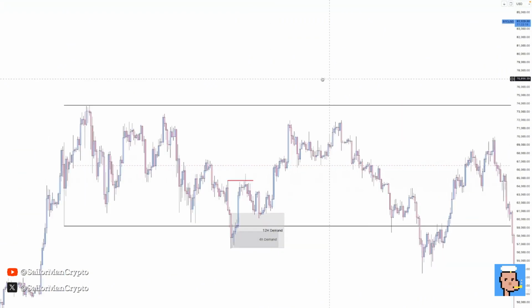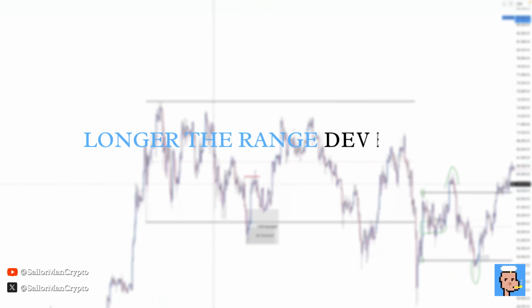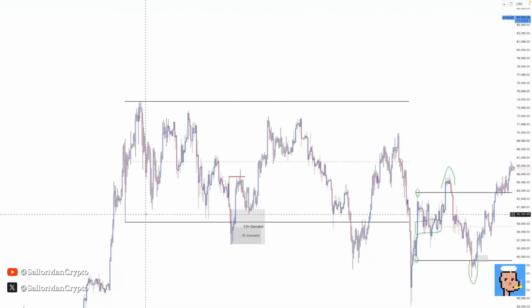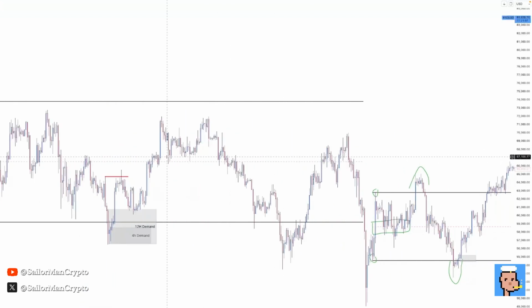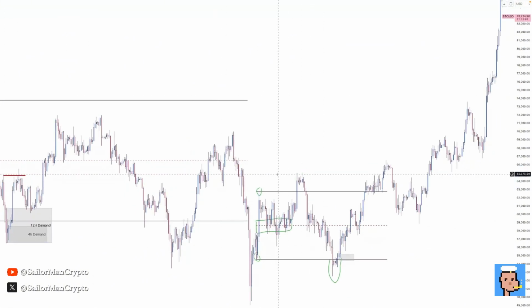Let me see if I see some other example. Probably here was again another deviation. The problem is that the longer the range develops, the less reliable our first selection of the range is. So in this case, you can start to use volume profile or other tools. As I said at the beginning, there are many ways to select a range low and range high. I like to use the one that I explained today, especially when the range is a fresh range, a newly born range that is still developing.